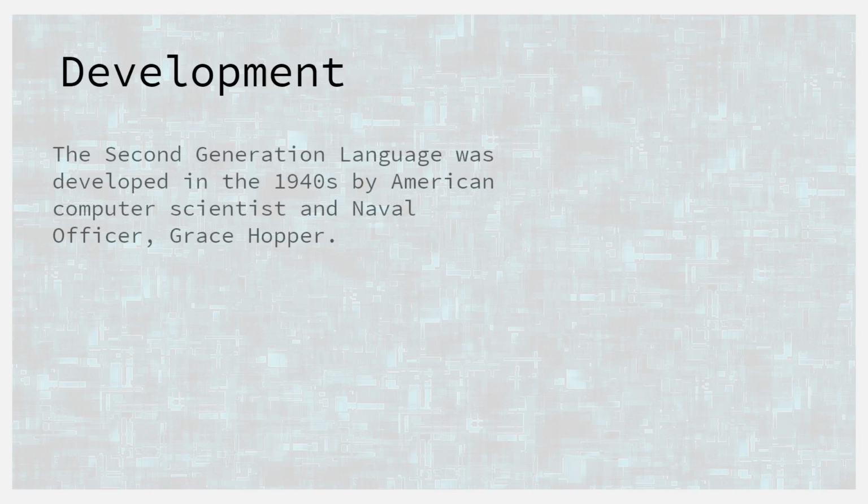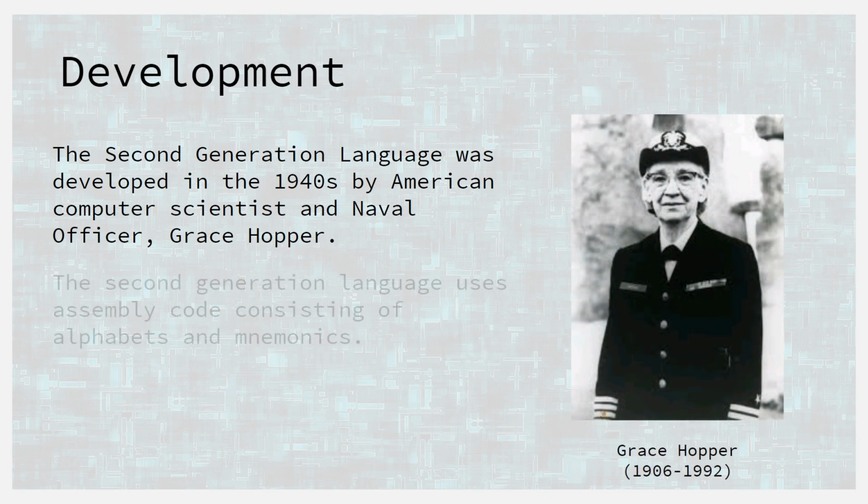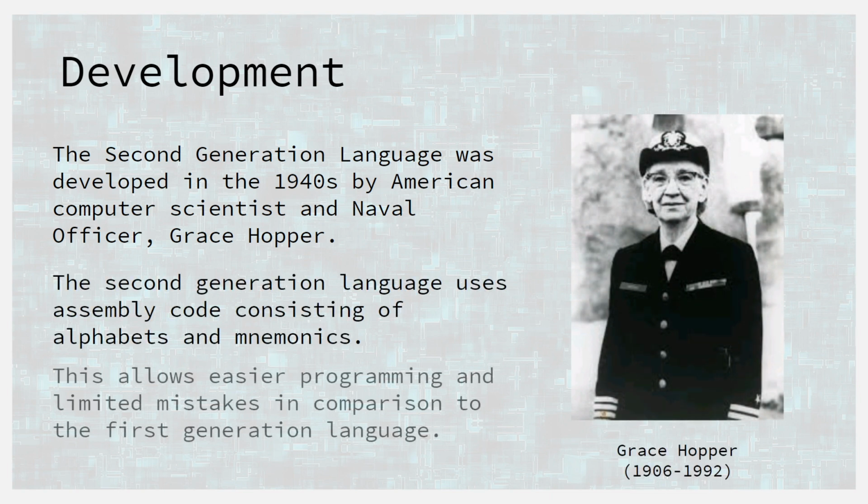Okay, second generation language was developed in the 1940s by Grace Hopper. This picture is Grace Hopper, as you see. They used assembly code rather than binary code, consisting of alphabets and mnemonics. A mnemonic is a short word to describe a command. This allowed for much easier programming than first generation languages and limited quite significantly the mistakes that could be made.